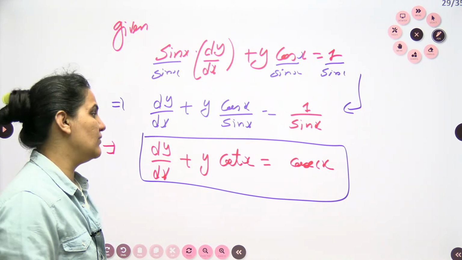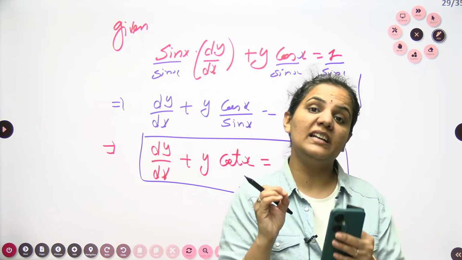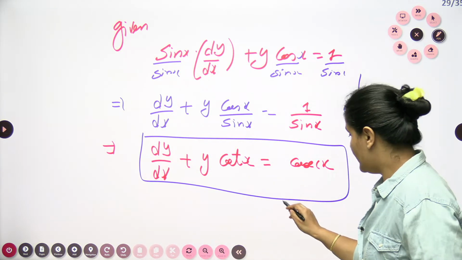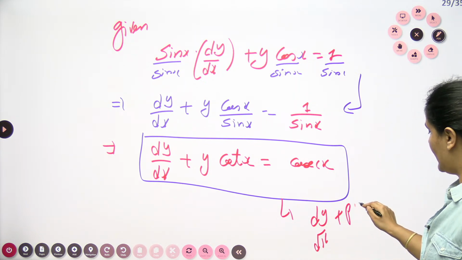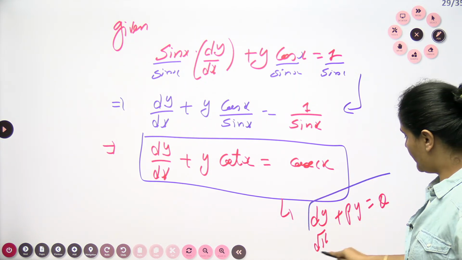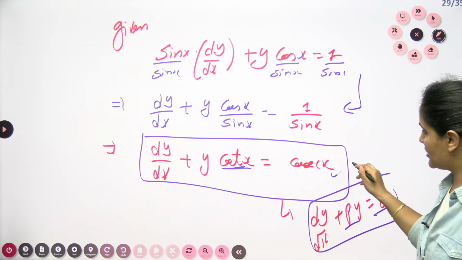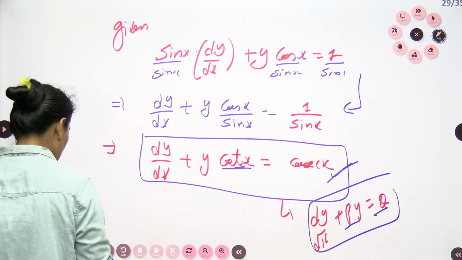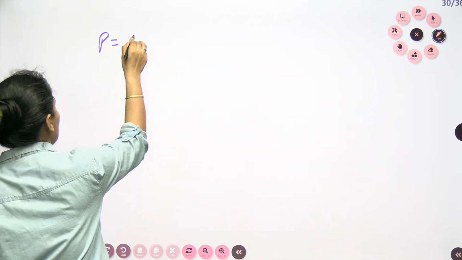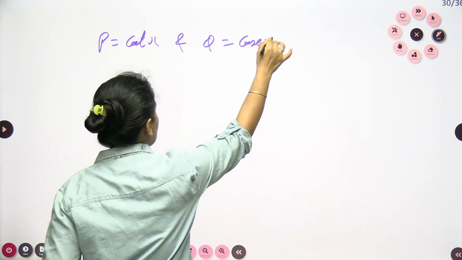Now when we observe this equation, we can see this is nothing but a linear differential equation, which is of the form dy/dx plus Py is equal to Q, where you can see that P is equal to cot x and Q is equal to cosec x, and we can go with the solution.